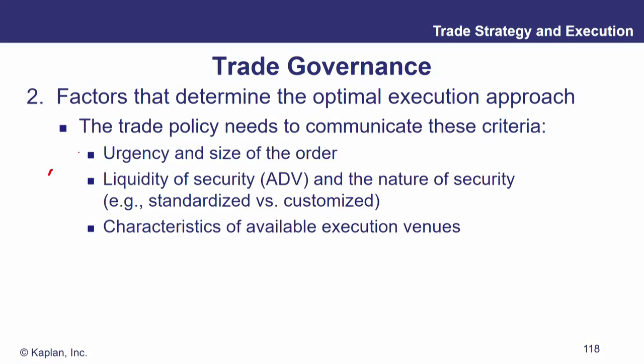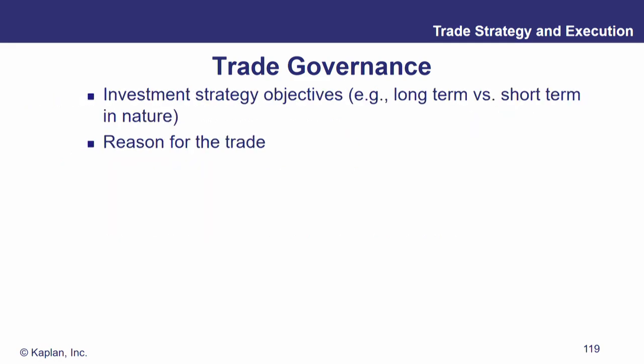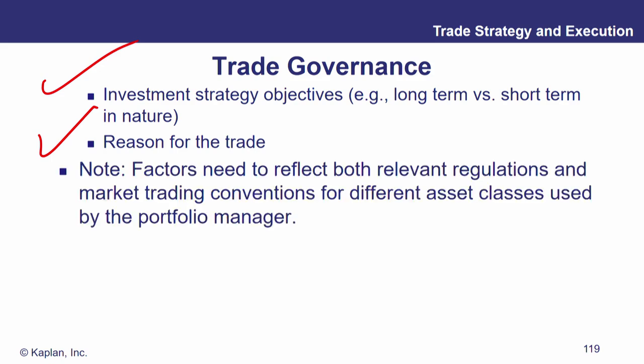Okay, so what are some factors that determine an optimal execution approach? So the trade policy needs to communicate urgency and size of the order, liquidity of the security, and characteristics of available execution venues. Okay, some more things I want to focus on. I want to know the investment strategy objectives, and then the other area that I want to zero in on is what is the reason for the trade?